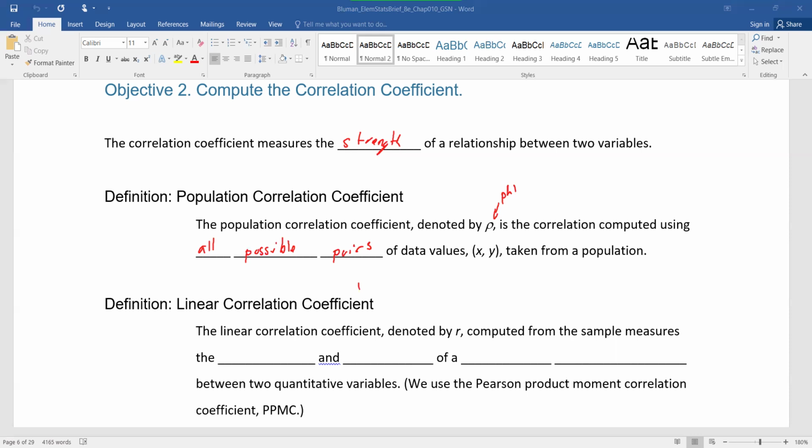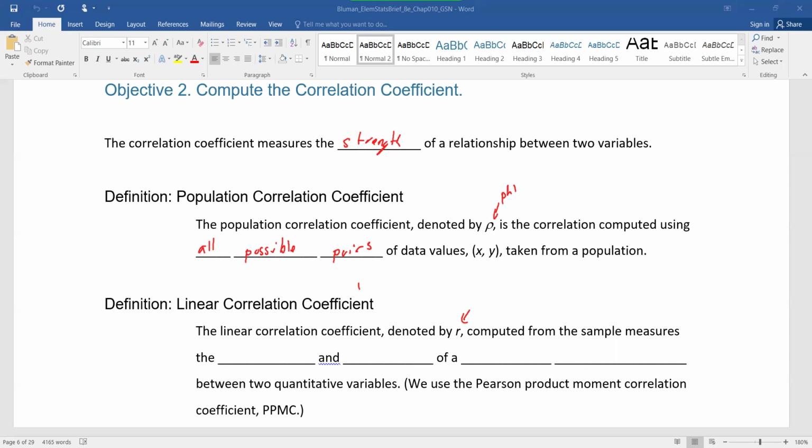Data values X and Y taken from a population. All right, so the linear correlation coefficient is denoted by R. This goes back to whether it's talking about a population or a sample: population is always denoted by some type of Greek letter, whereas a sample is denoted by what I like to call regular letters. So this is an R, just like sample standard deviation was a lowercase s versus a sigma. So just know the difference there. I wanted to make sure y'all knew I was talking about the R right there in that location.